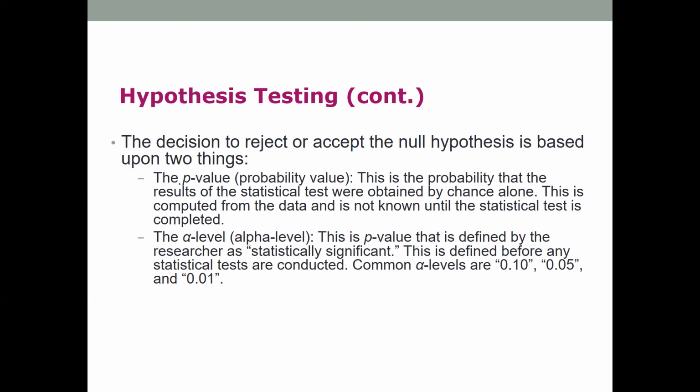One is the p-value. I know that you have seen these values in some of the literature that you've read, and now you're going to learn exactly what that means. The p-value is the probability value, and this is the probability that the results of the statistical test were obtained by chance alone. This is computed from the data and is not known until we actually complete the statistical test. So remember, this is the probability that the results that we got were just by chance alone.